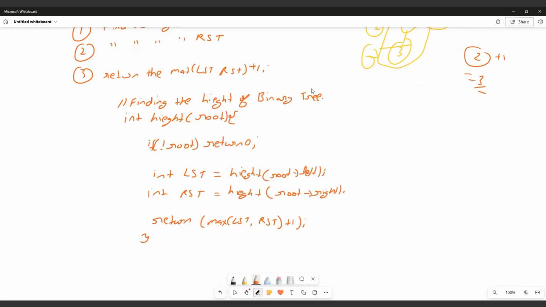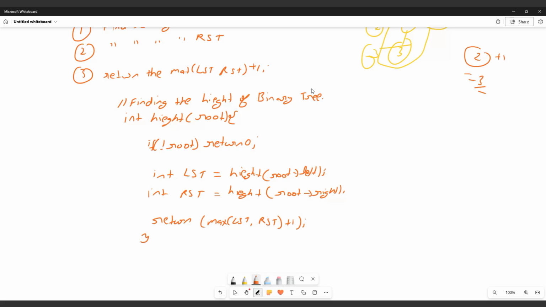Class, is it clear how we are finding the height of a binary tree? Class, is it clear how we are finding the height of a binary subtree? Guys, all of you write true in the chat.